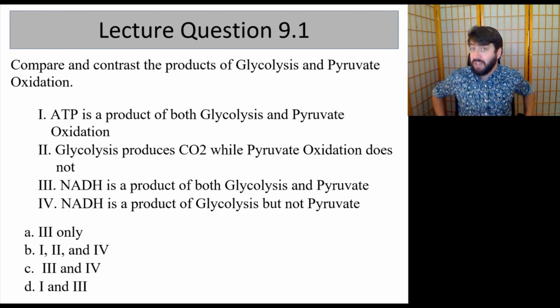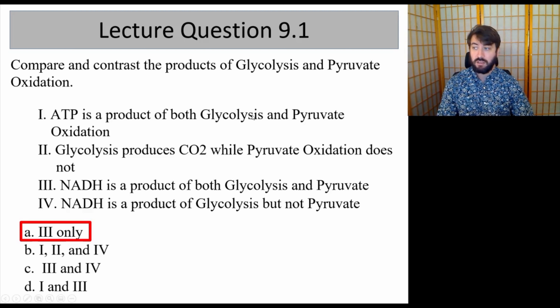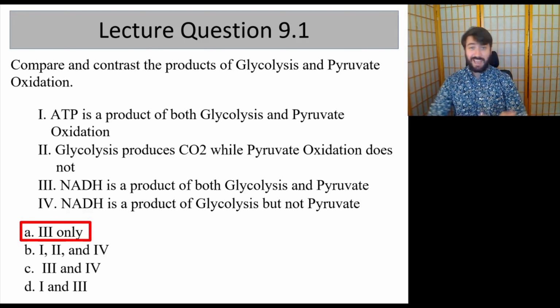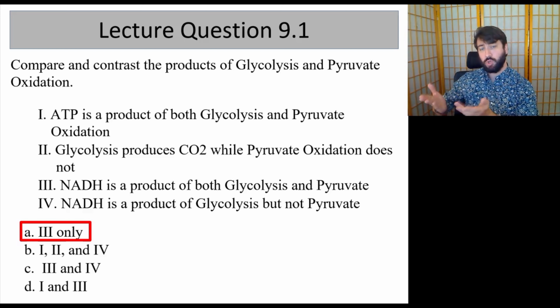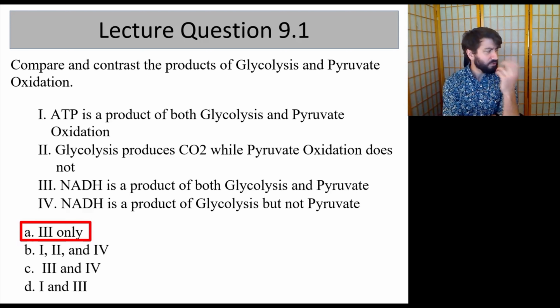Compare and contrast the products of glycolysis and pyruvate oxidation. Neato. If you said A, you are correct. If you didn't say A, no big deal. Just go ahead and review last lecture. Maybe try to make an organizer comparing and contrasting glycolysis and pyruvate oxidation, like a table perhaps, to help you compare and contrast the processes and the products that come out of those processes.